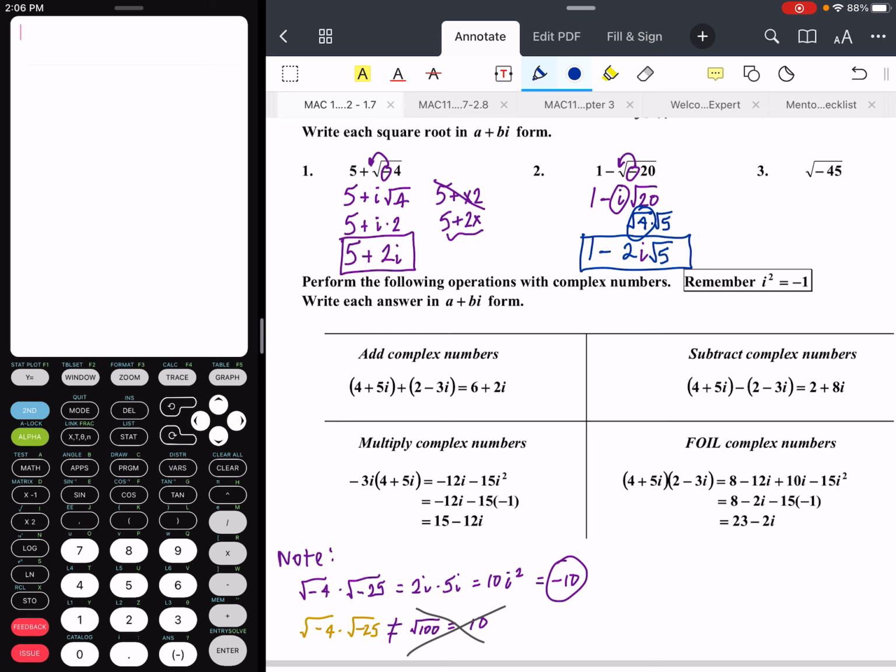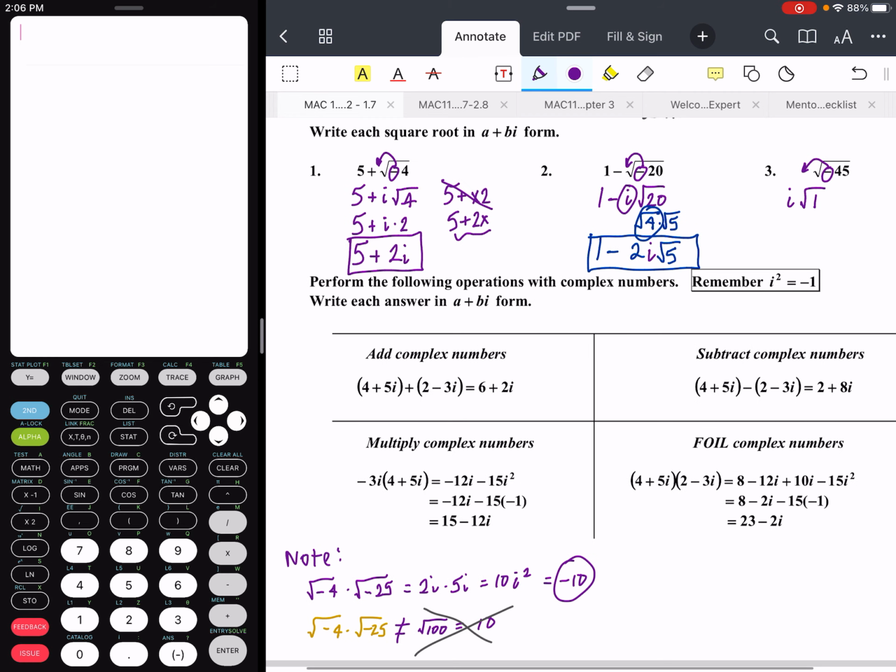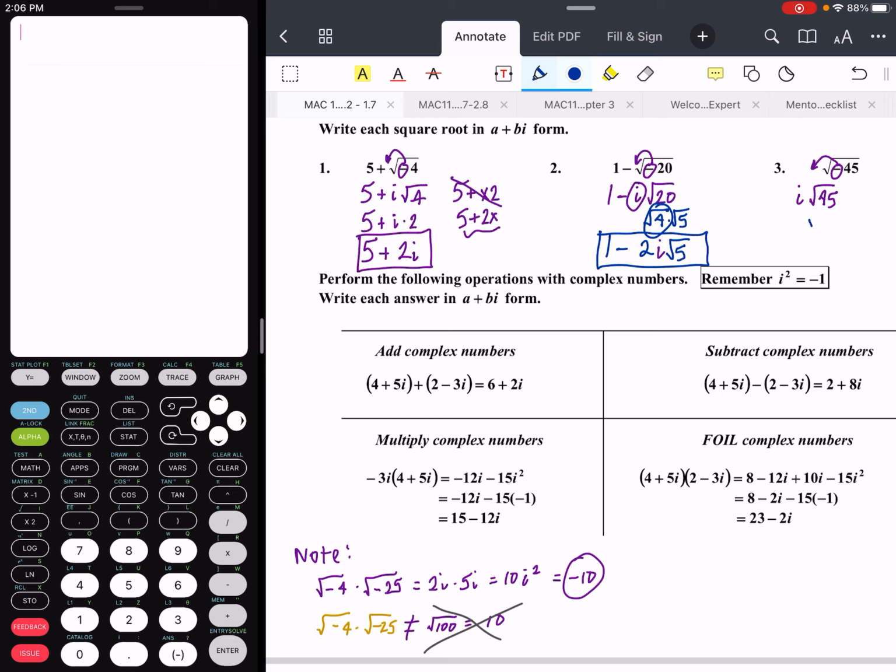All right, number 3. First step, let me pull out my i. So I have i times the square root of positive 45. And now I want to continue breaking apart the square root of 45, fully simplify that. So perfect square factors that go into 45, 9 comes to mind. So I can write this as square root of 9 times square root of 5.